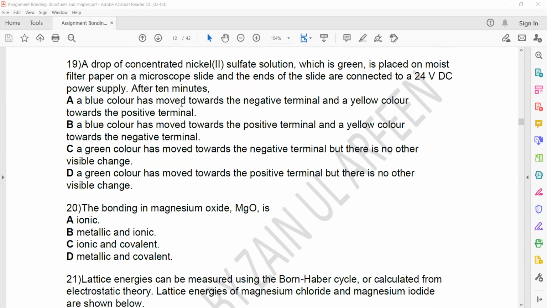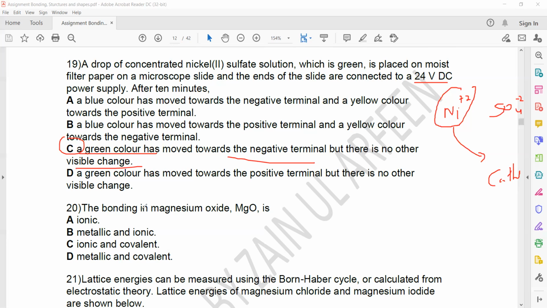Then question 19, a drop of nickel 2 sulfate, which is green, is placed on a moist filter paper and a 24-volt DC is applied for 10 minutes. It is nickel sulfate, so nickel 2+ and sulfate ions are there. Sulfate, nitrate, carbonate do not move because of their size. So nickel ions, which are green transition element ions, will move towards the cathode. The observation is that the green color moves towards the negative terminal and there is no other visible change.